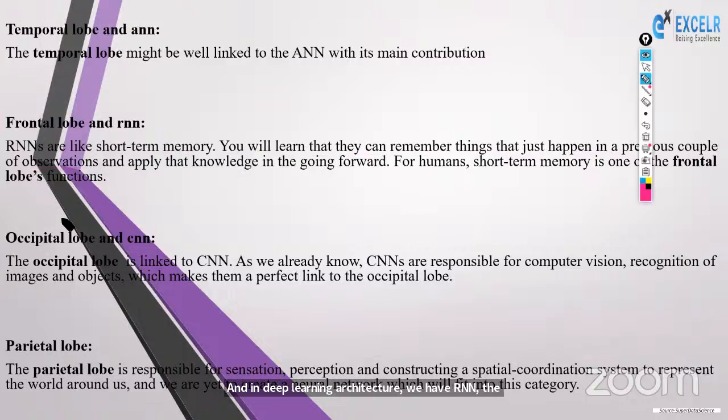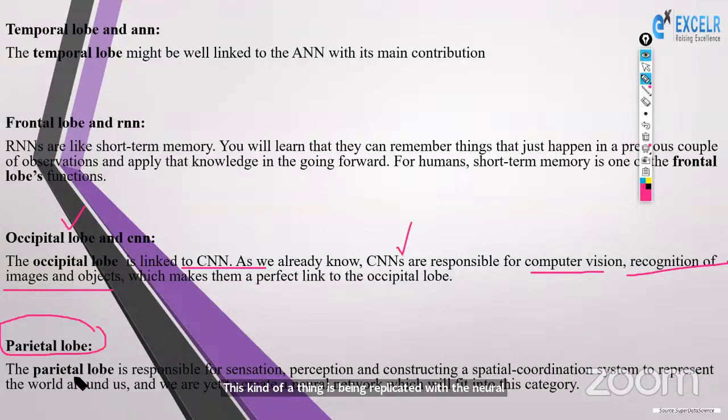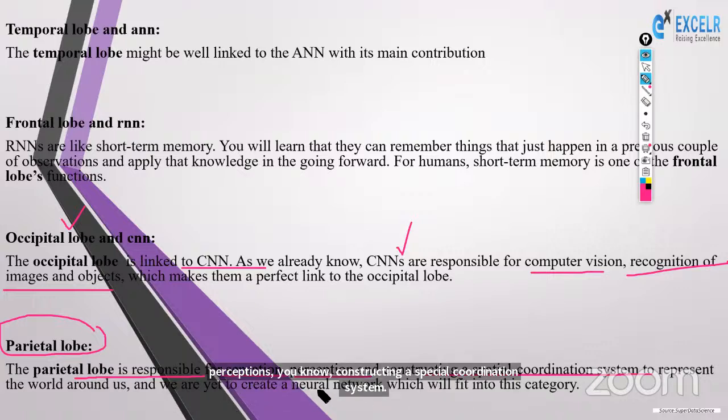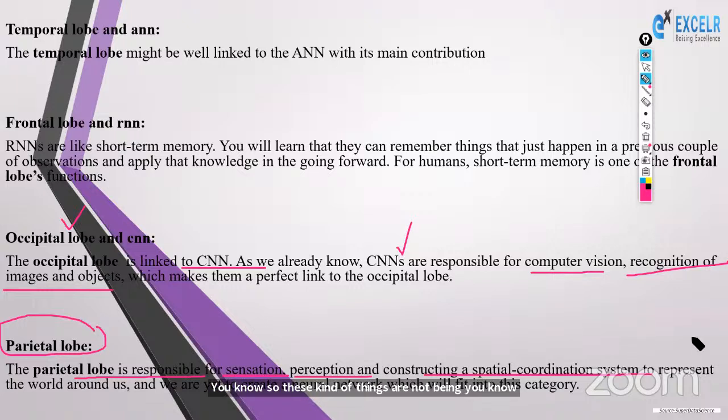Then, as I told you, we have the occipital lobe. It is being replicated as the CNN, which is responsible for computer vision, recognition of images and objects. And then the parietal lobe is responsible for sensations, perceptions, and constructing a spatial coordination system. These kinds of things are not implemented in a neural network as of now, but researchers are working on this particular domain also.